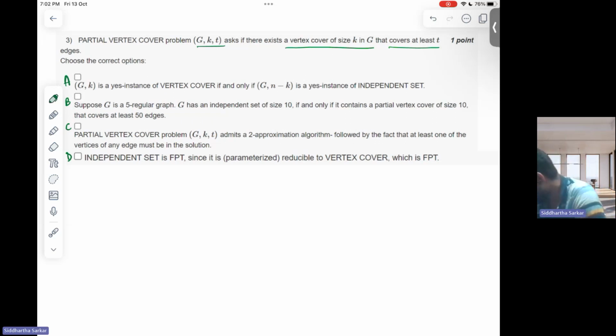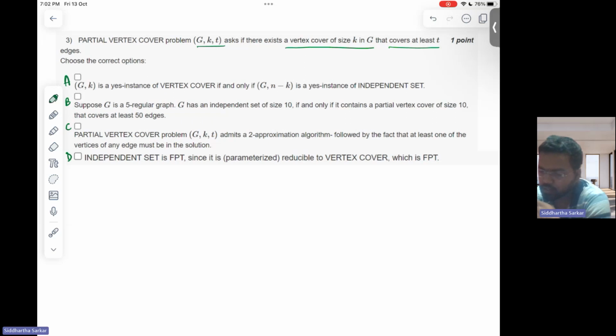The first statement: G, K is a yes instance of vertex cover. So consider the vertex cover question where we are asking whether there exist K vertices that cover all the edges. G, K is a yes instance of vertex cover if and only if G, N minus K is a yes instance of independent set. This has nothing to do with partial vertex cover.